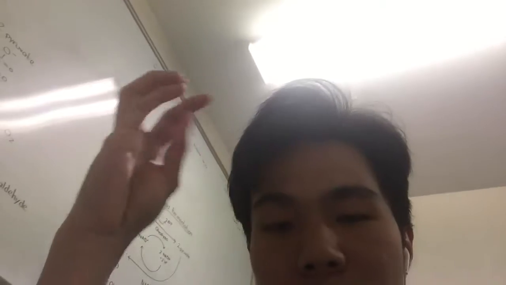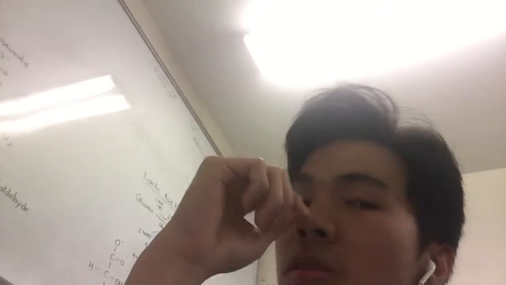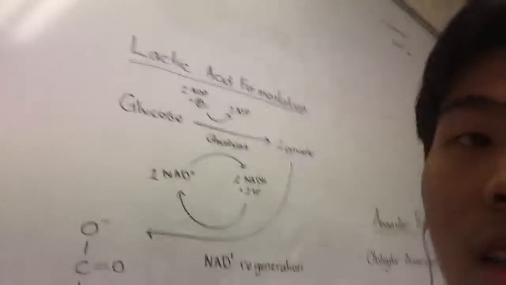Now let's go over fermentation. Fermentation is a way of harvesting energy without oxygen or the electron transport chain. It basically consists of glycolysis and reactions that regenerate NAD+ by transferring electrons from NADH to pyruvate or derivatives of pyruvate. There are two types of fermentation: alcohol fermentation and lactic acid fermentation. Let's go over alcohol fermentation first.